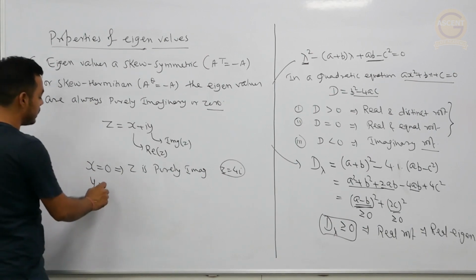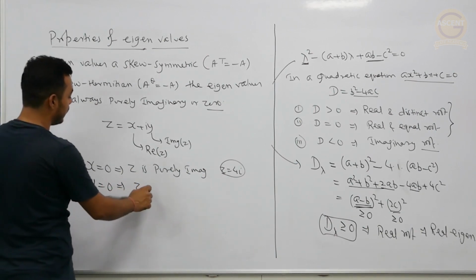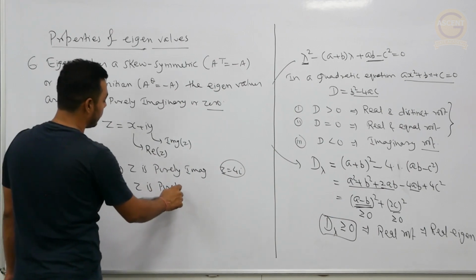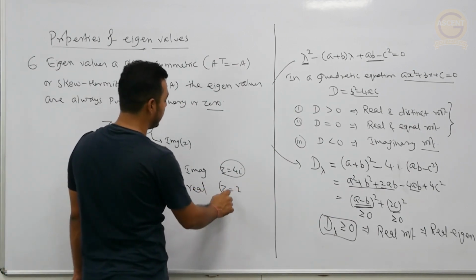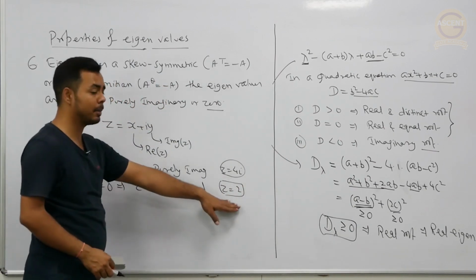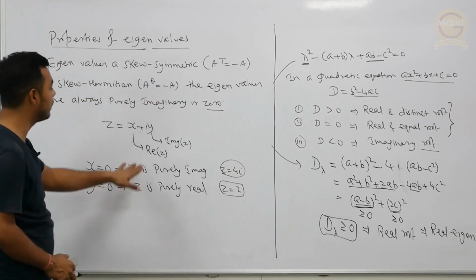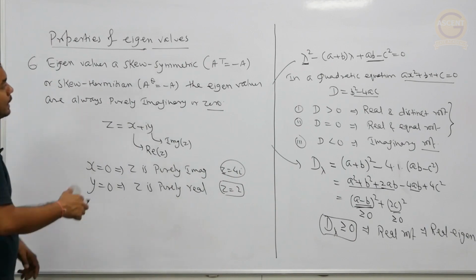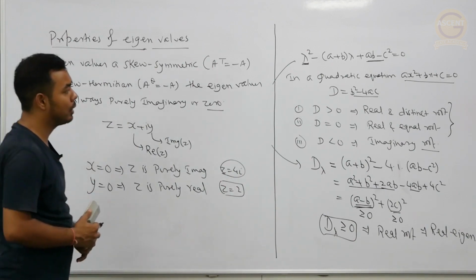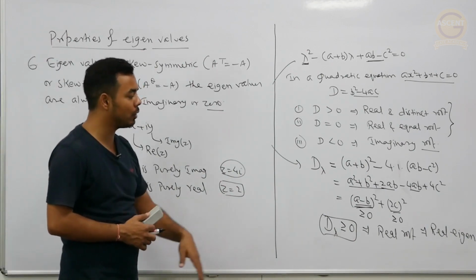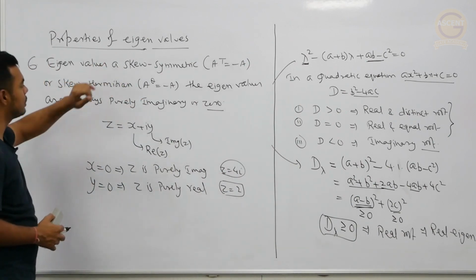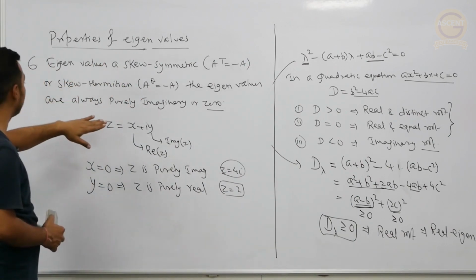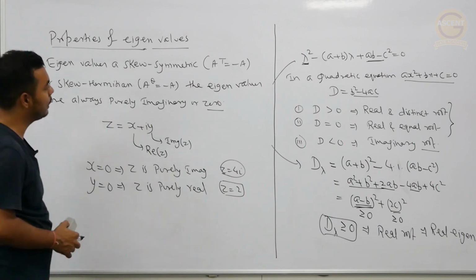And if y is 0, this means z is purely real. For example, if z is equal to 2, this complex number is purely real because the imaginary part is 0. So in case of a symmetric or Hermitian matrix, the eigenvalues are always purely real, and in case of a skew-symmetric or skew-Hermitian matrix, the eigenvalues are always purely imaginary or 0.